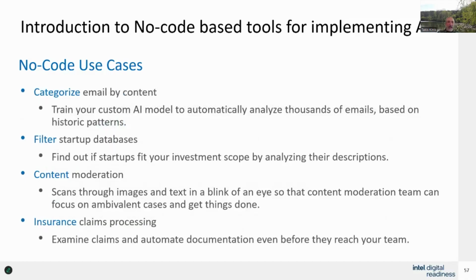Or how about categorizing email by content? Gmail does that, right? They have their promotions and social networking, all going into different folders. Filter startup databases, content moderation. Like, you think all that Facebook stuff happens automatically, or that they have a person sitting there taking each thing you want to unfollow? No, they're doing it with software.